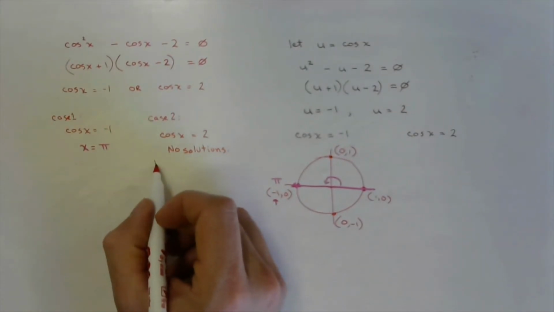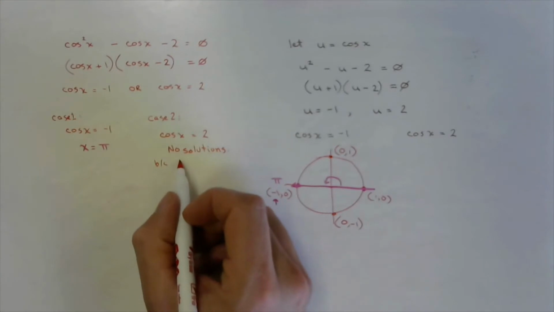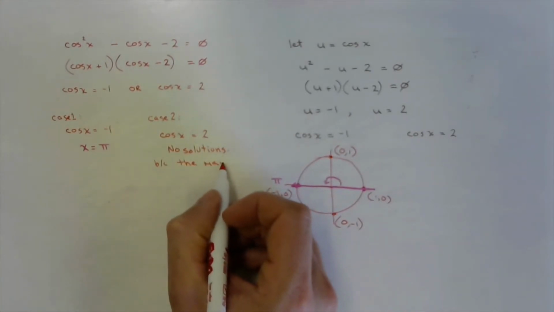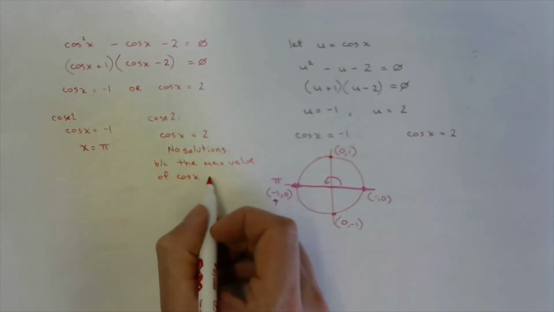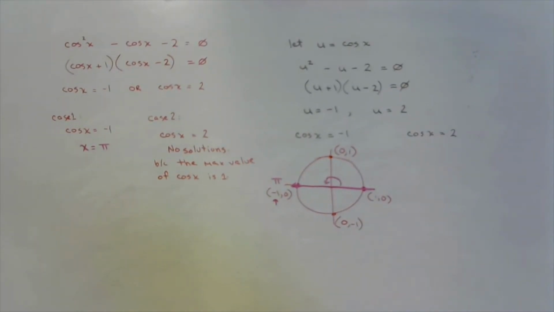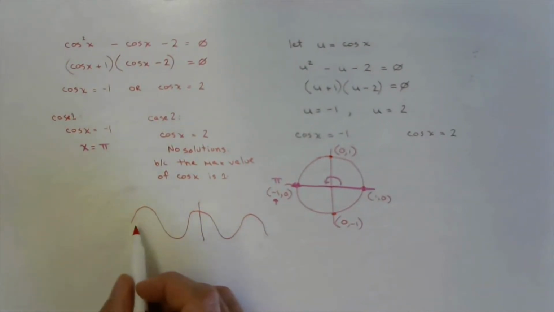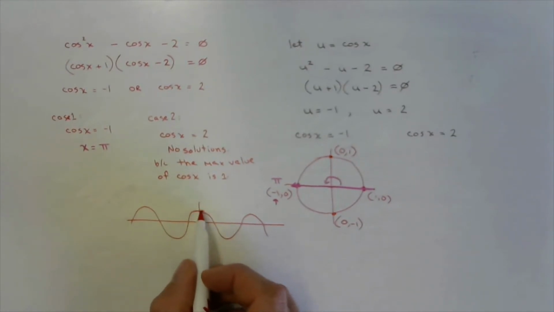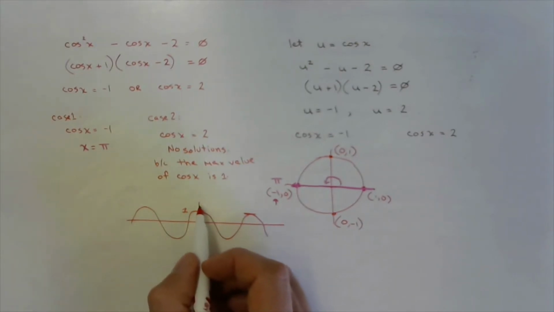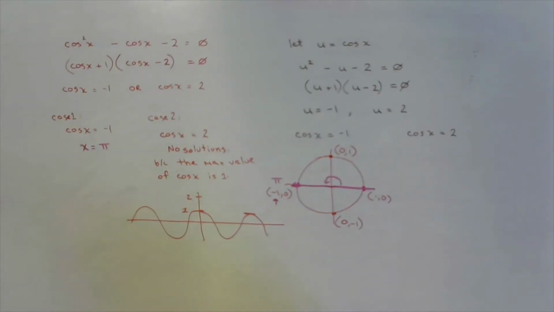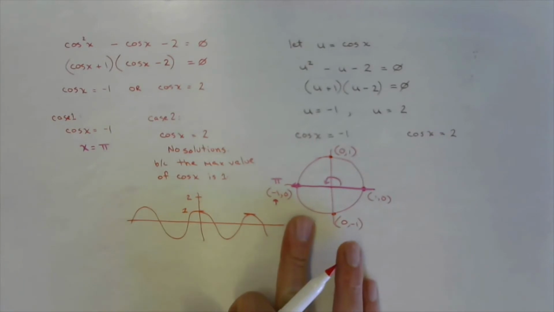We can make a little note because the max value of cos x is 1. You don't need to draw this, but how else do we know that? Well, if you drew the cosine curve, cosine of x, which is what we're dealing with, its max value is 1. So it can't ever possibly reach a value of 2. No solution.